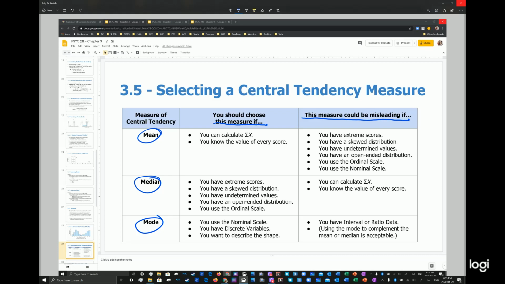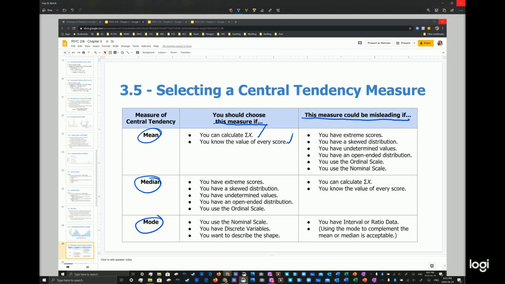So this would be best for you to review on your own. I will explain each one, but if you want to really get the table down pat, as in really be able to explain to yourself and explain to others what the measures of central tendency are, when you should choose them, and how they could be misleading, go through each one, work out some distributions, and see if you can do a checklist of these points for yourself. Like, for example, for the mean: by calculating the mean, I can calculate sigma x, and I know the value of each score. Yeah, I should use the mean.